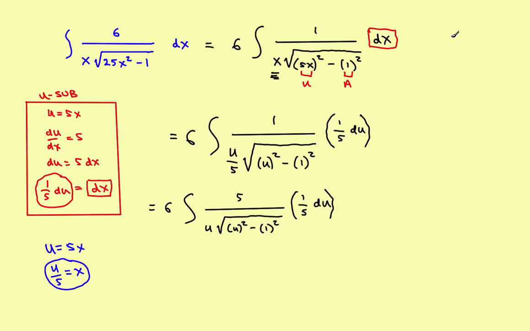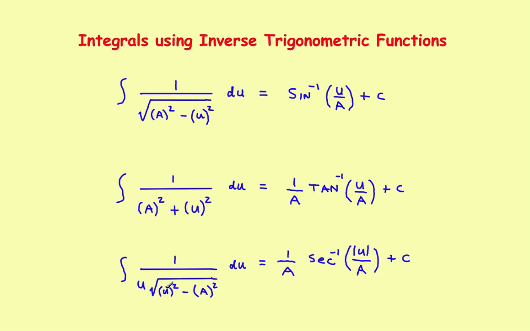Now for the next step, a couple things cancel out. Sometimes they cancel out and sometimes they don't. In this case, you've got a 5 in the top and a 5 in the bottom. These will cancel out. That one cancels out. And what this finally leaves you with is the thing in the form that you wanted. So this becomes 6 times the integral of 1 over u times the square root of u squared minus 1 squared du. Now that finally exactly agrees with what's in the formula here.